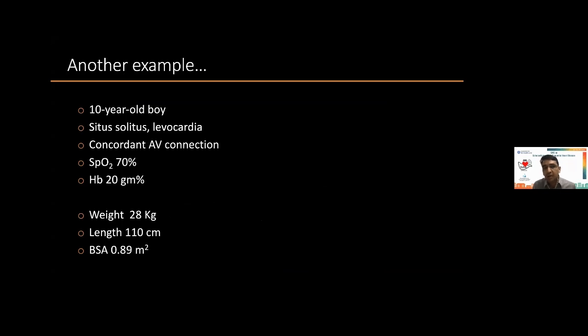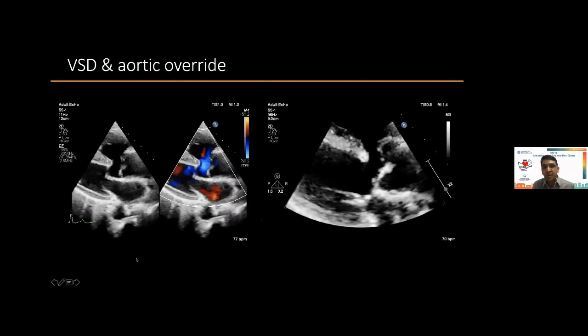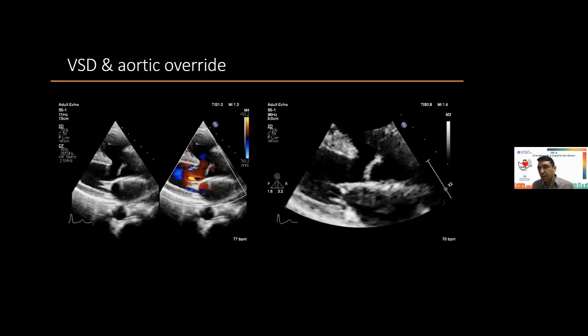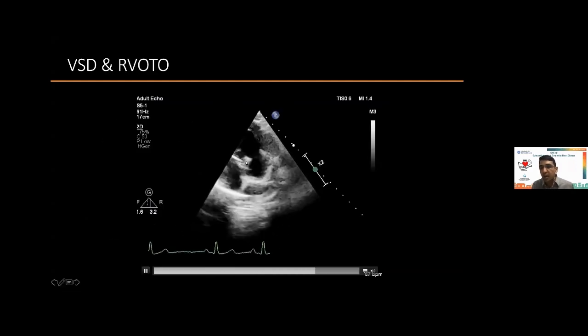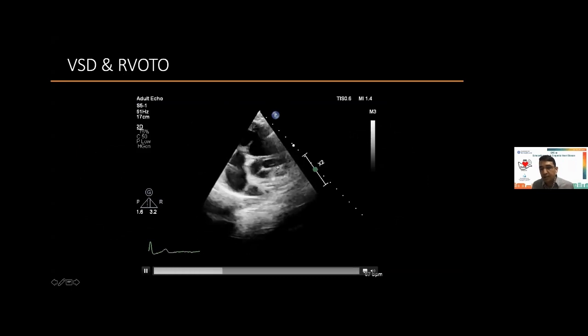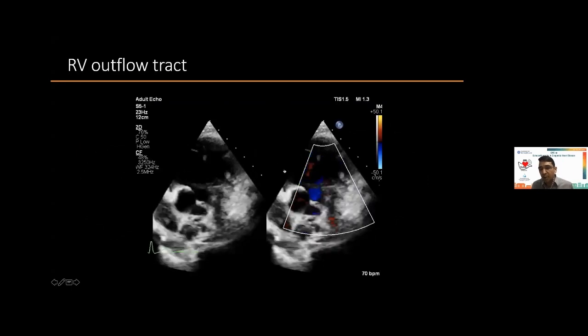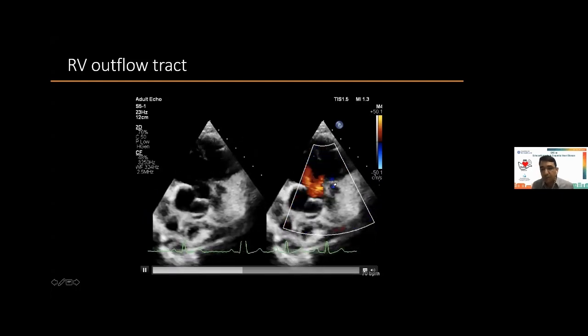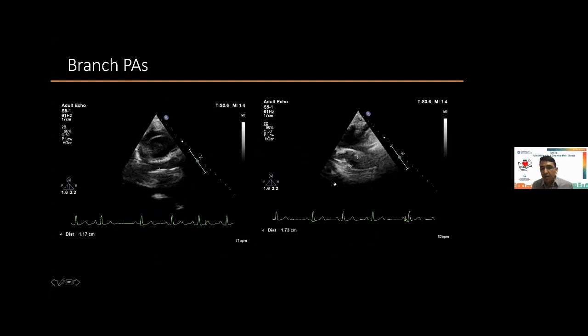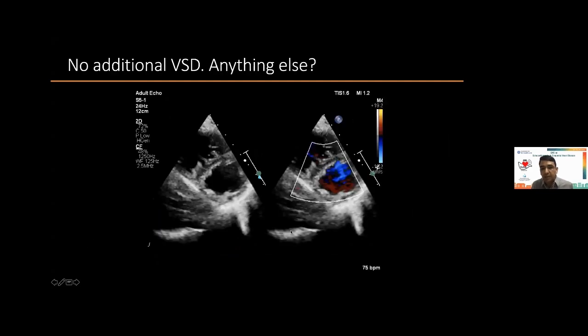10-year-old boy, saturation 70%, hemoglobin 20 gram%, and these are the numbers which we'll be using for calculation. Subaortic VSD, aortic override, aortomitral continuity is present, and as you can see over here, large VSD, infundibular stenosis, pulmonary valve is not very well seen here. You need to make some maneuver, and you can see there is a tight infundibular stenosis at this point. Gradients are high, pulmonary arteries are a good size. Pulmonary artery right is 11, left is 17.